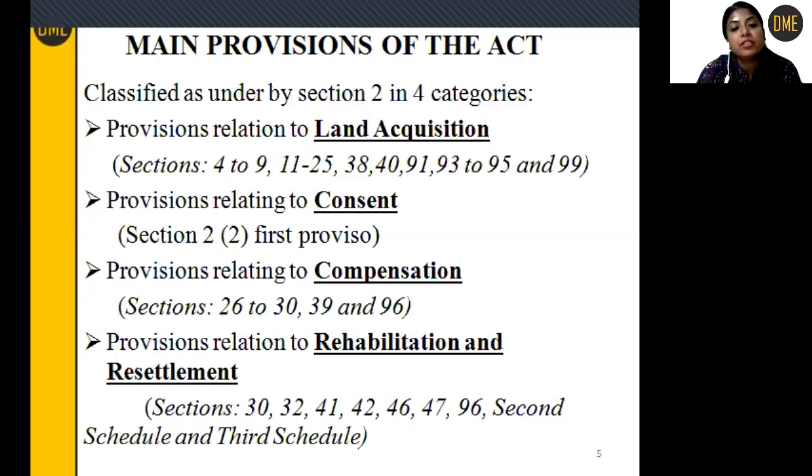And then thirdly, the provisions relating to compensation, which provide how to calculate the compensation, how to determine the amount of compensation, the manner in which it is to be given, and what additional amount can be given as solatium. This is provided under sections 26 to 30, 39, and 96. And lastly, provisions related to rehabilitation and resettlement. These are the provisions for when the affected persons whose land has been acquired must be rehabilitated. The provisions of rehabilitation and resettlement have been given under sections 30, 32, 41, 42, 46, 47, 96, and the second schedule and the third schedule of this Act.